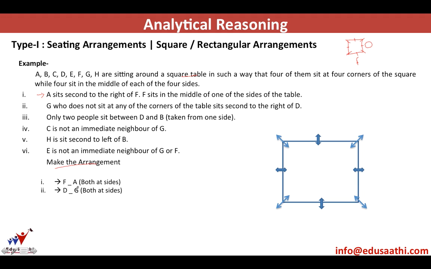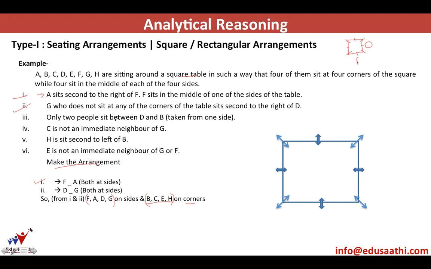Again, because G is sitting at a side, the logic that we used in the first statement tells us that A, F, D, G, these are the four people who are sitting at sides. And correspondingly, we can conclude that the remaining four people, B, C, E, H, are sitting on the four corners. So just by reading statements one and two, we are able to arrive at four people who are sitting on sides and four people who are sitting on corners.